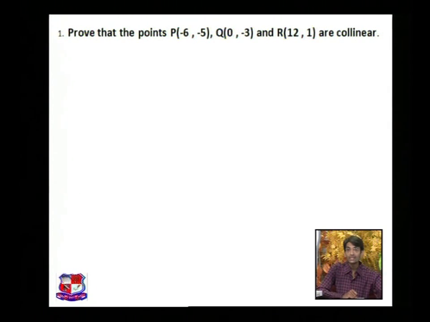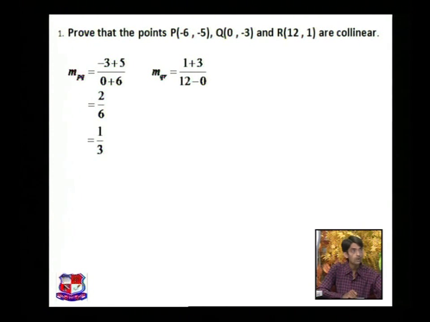If the slope of these two lines are equal, and moreover here Q is the common point for these two lines PQ and QR, that means these 3 points are collinear. The slope of PQ is y2 minus y1 upon x2 minus x1, that is 2 by 6, equal to 1 by 3. In the same way, the slope of QR is also equal to 1 by 3, that means PQ and QR both have the same slope.